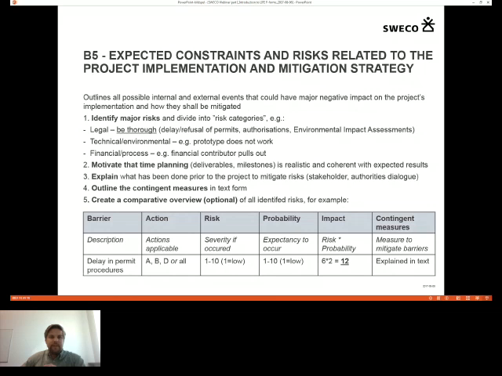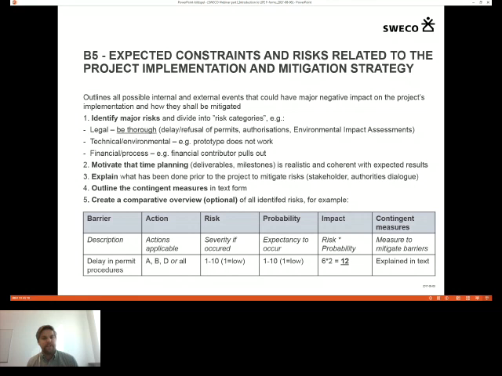Then 3, so explain what you have done. This could also be part of the pre-operational context, but you need to explain at some point somewhere, and it would perhaps suit better here, what you have done to mitigate risks before the project started.